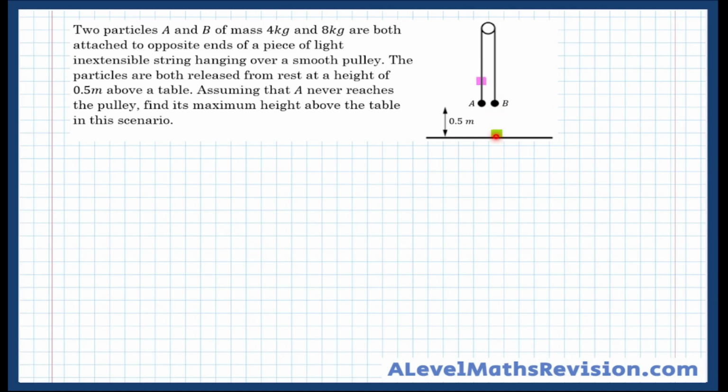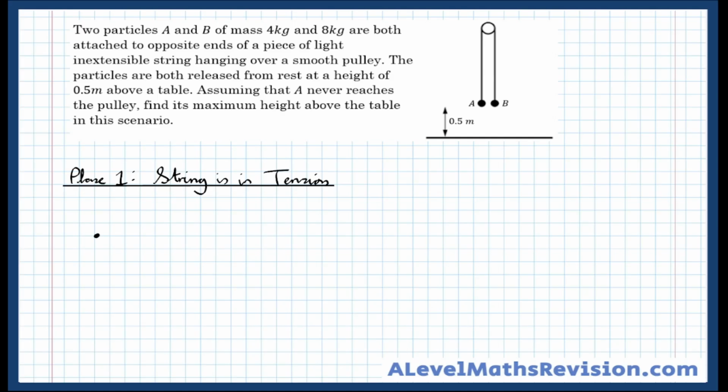So B hits the table as A is moving up. That velocity that A still got, it continues, but this time, freely under gravity, it'll reach its maximum height, then it'll start to fall again. And what we're going to do, we're going to try and work out the maximum height that A gets to. So phase 1, where the string is in tension, B's falling, A is rising.